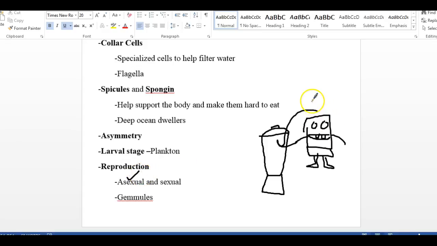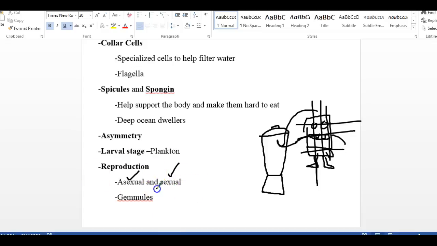So if we took SpongeBob and we cut him like this, like this, like this, each one of these pieces would be a new SpongeBob. But they can also reproduce sexually, which means they produce gametes, a sperm and an egg, and they can unite to form a zygote and form a new organism. And so they have those options.